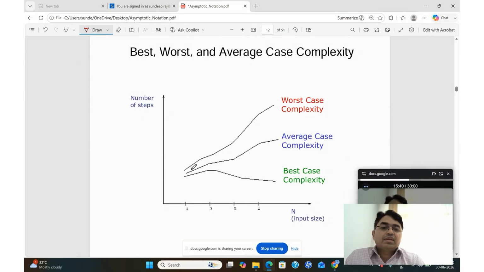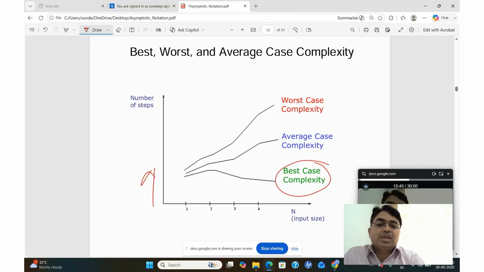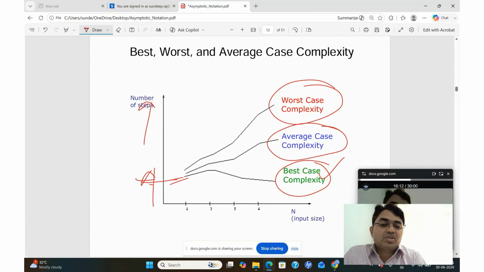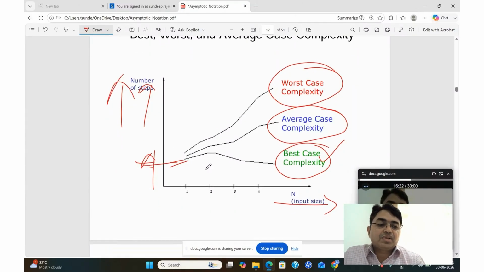This is the graph. Best case complexity will be the best one in terms of the number of steps, means when we take fewer steps and get the output, our algorithm is running under the best case complexity. When the number of steps is higher and our algorithm gives the output, it means the worst case complexity is taken by our algorithm. And somewhere in between, the average case complexity will be there, with respect to input size and the number of primitive steps taken by solving this algorithm.